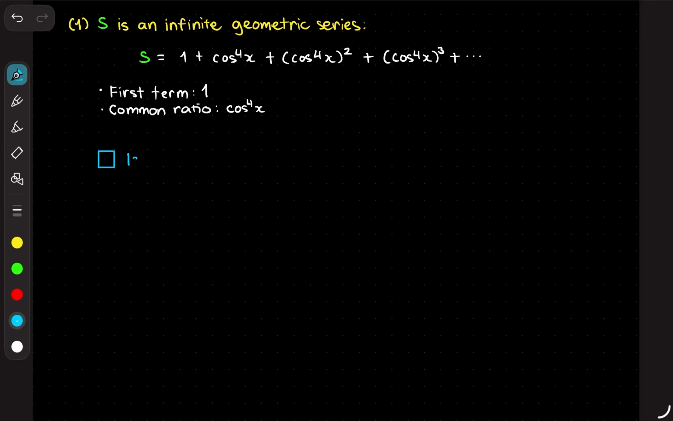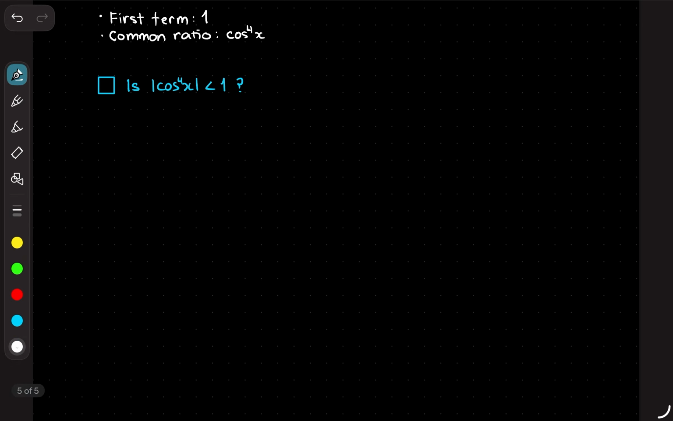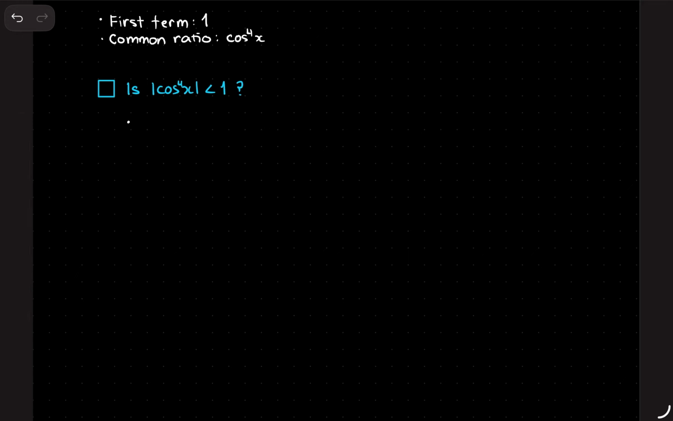The question is: is the absolute value of cosine x raised to 4 less than 1? So to do this, take note that the range of cosine values, whether we raise them by 4 or whatever, can only range from -1 to 1. So just recall its graph or the unit circle. Which means that to be able to establish that this one is less than 1, all we need to do is to show that in our case, it can never be 1.